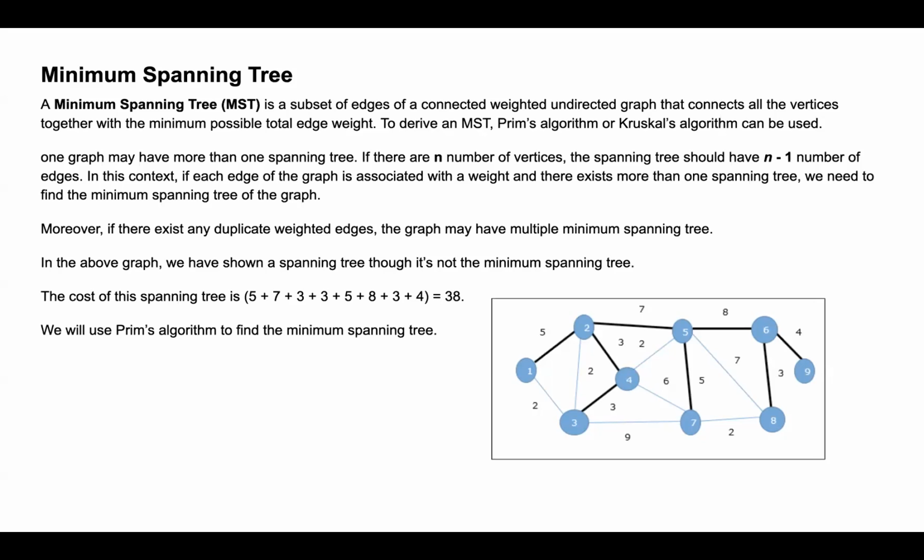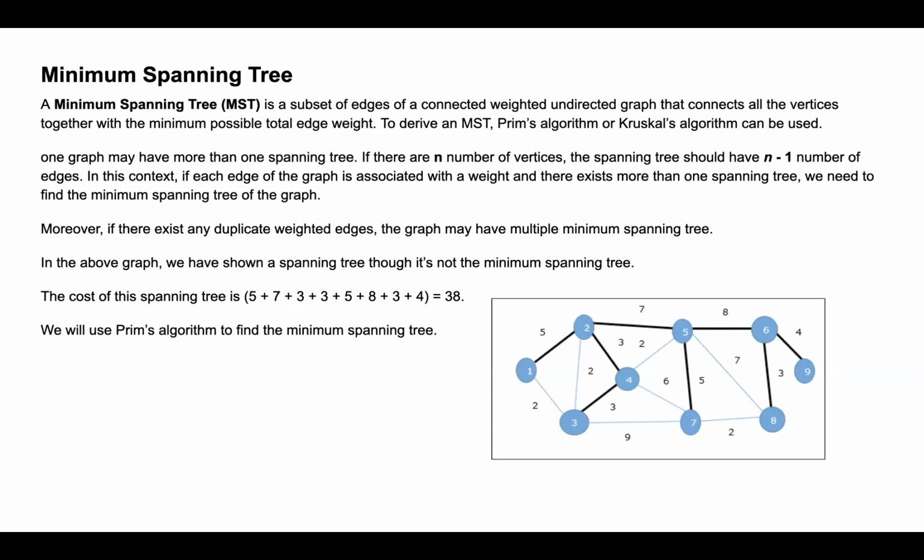Okay, what we are doing there, if each edge of the graph is associated with a weight and there exists more than one spanning tree, we need to find the minimum spanning tree of the graph. Okay, the spanning tree which will have the minimum cost that we have to choose. Moreover, if there exists any duplicate weighted edges, the graph may have multiple minimum spanning trees.